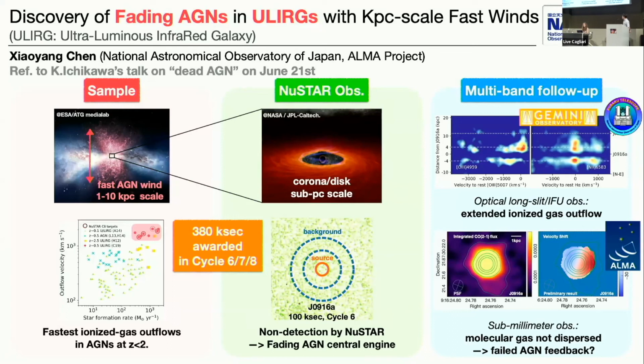But when we trace the central activity using NuSTAR, we found non-detection even with NuSTAR's high sensitivity in the hard X-ray band, which suggests that the central AGN could have declined. In this poster, I show the latest multi-band follow-up, including NuSTAR and also optical and submillimeter observations.